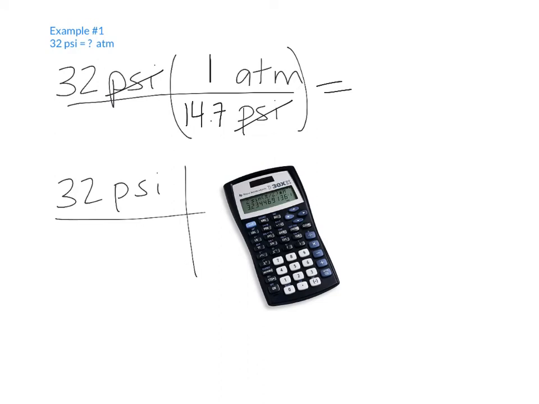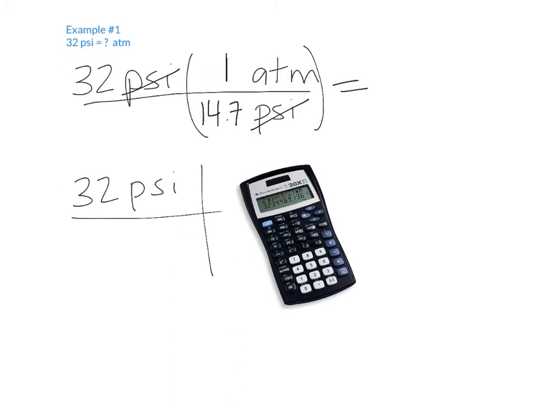At this time, we'll use our calculator to perform the calculation. You'll go across the numerator first, 32 times 1 atmosphere, and then you'll divide by the denominator, 14.7. The calculator gives 2.1768. We'll be keeping two significant figures because 32 pounds per square inch had two significant figures. So the final answer, rounded off to 2 sig figs, will be 2.2 atmospheres.